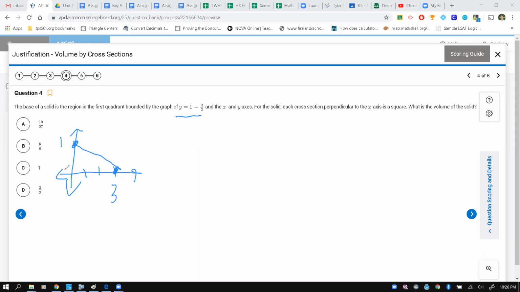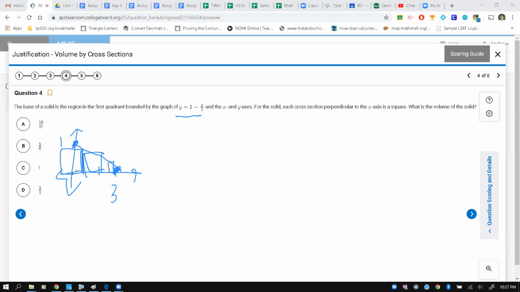Each cross section perpendicular to the x-axis is a square. For a square, the width and the height are the same thing. So this will be like that, and then this will be like that, and they'll be tidier squares as you get closer and closer. It starts out really high and then gets smaller and smaller as you get over here. What is the volume of the solid?